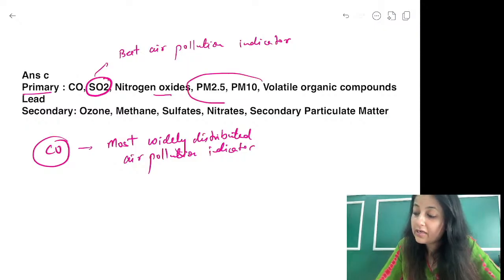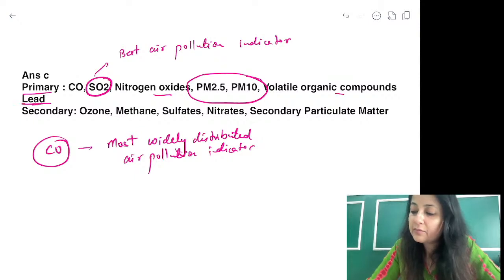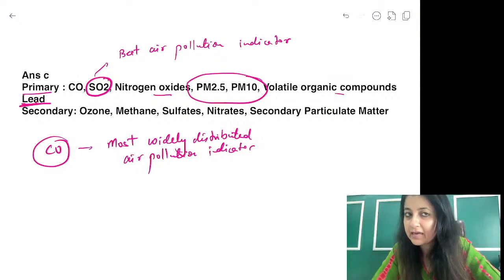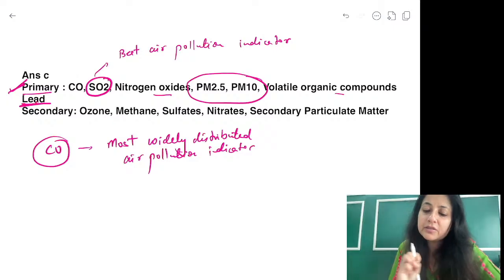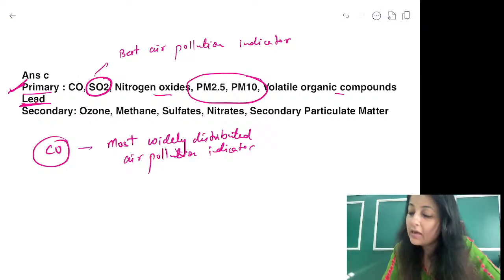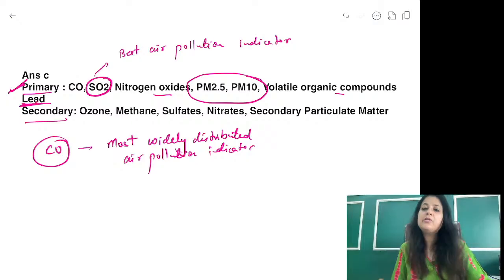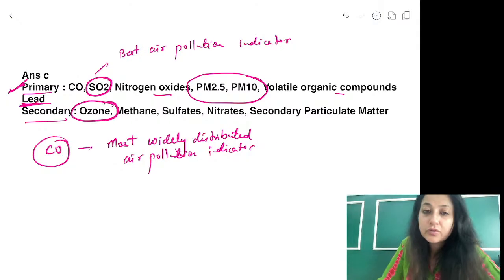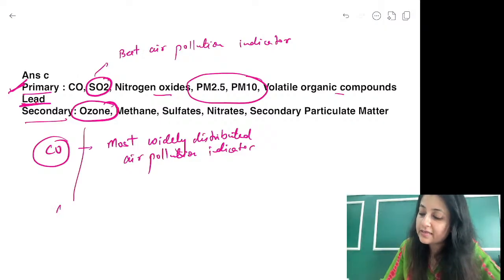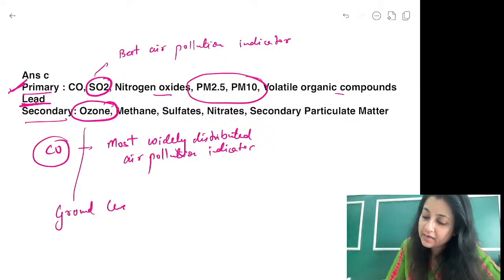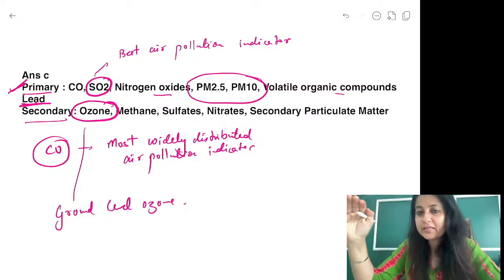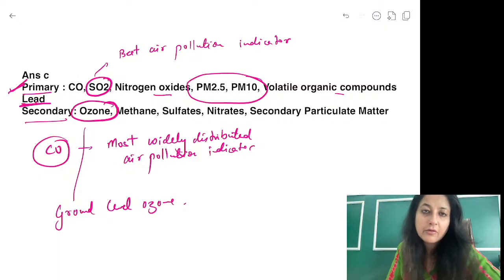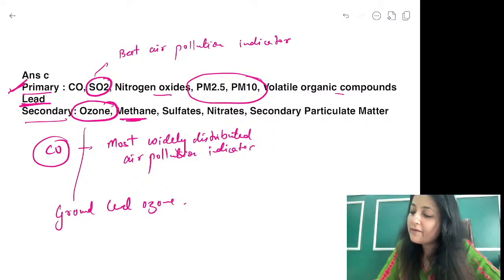Nitrogen oxides, particulate matter 2.5 and 10, which are actually a part of AQI, volatile organic compounds, lead and ammonia in the air are all primary. Primary means those that are released directly into the atmosphere. What are secondary air pollutants? Secondary air pollutants are formed by combination of primary air pollutants. Ground level ozone is a secondary air pollutant. The ozone present in the stratosphere is a good ozone, but ground level ozone is a secondary air pollutant. You also have methane, sulfates, nitrates and secondary particulate matter.